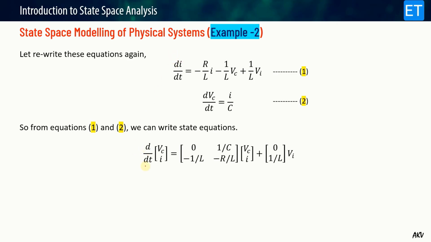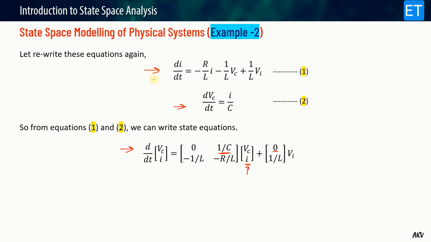So from these two equations, I can write the state equations like this. d by dt of Vc and I. I'm writing the second equation as the first line. So d by dt of Vc is simply I by C, I mean 1 upon C into I. So that's why 1 upon C is here, and 0 multiplied with the Vc. So no relation with the Vc and only relationship with the I, 1 upon C, and there is no Vi term, so it is 0.